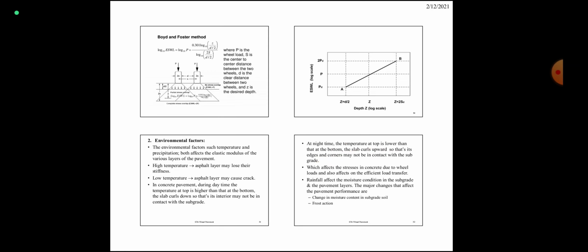Boyd and Foster method. Log10 ESWL = log10 P + 0.301 log10(z/(d/2)) divided by log10(2S/d/2).